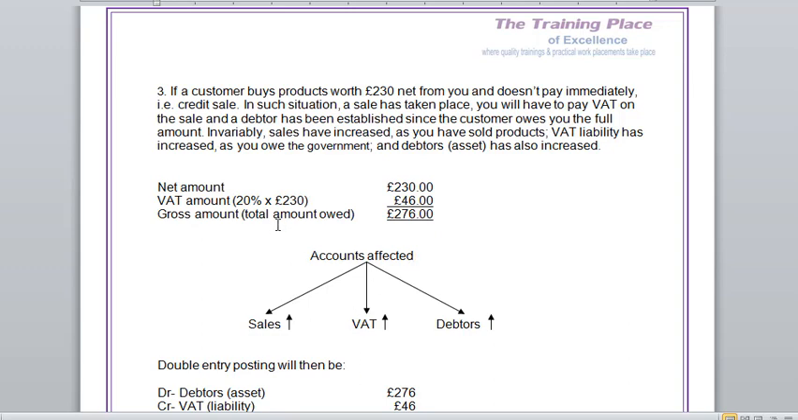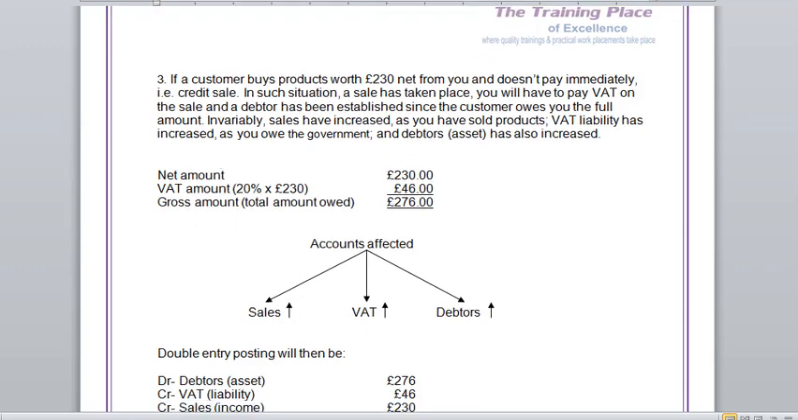And we have there a very simple calculation. You have your net amount of £230, your VAT amount of £46, and then the gross amount, the total amount owed, which is just plug the two together to give us a total £276. The sales will pick up the net amount. The VAT account will pick up the VAT amount. The debtors will pick up the total amount.